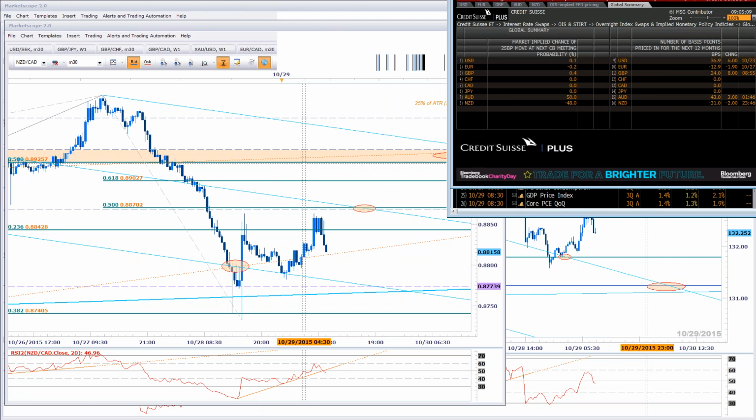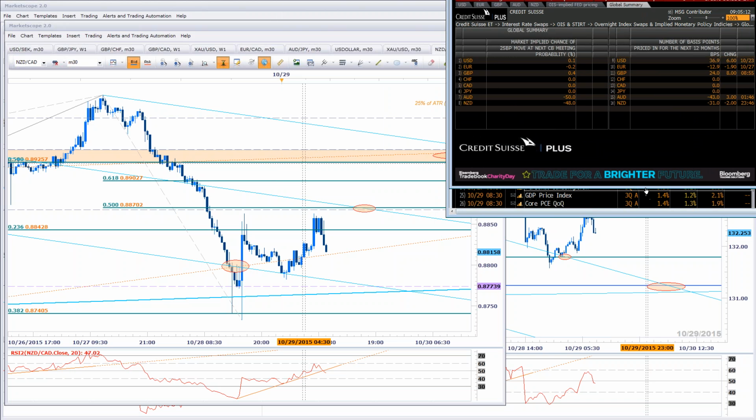And if we look here, this is the Credit Suisse overnight index swaps. It tells you what market expectations are pricing in by way of central bank policy on the interest rate. If you look at the Aussie, markets are pricing in a 50% chance of a 25 basis point cut next week. Over the next 12 months, market participants are pricing in 43 basis points in further cuts for the prime rate.